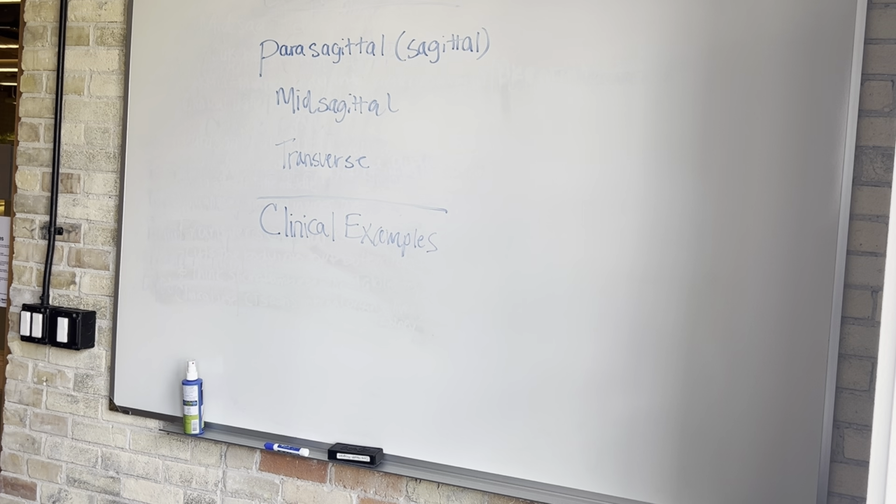For parasagittal or sagittal, an imaging request would be, we need parasagittal images to evaluate lateral spinal structures. Or another one could be, the parasagittal slice shows inflammation around the joint. For mid-sagittal, it could be, we need a mid-sagittal brain MRI to check for midline structures. Or, the pineal gland should be centered in the mid-sagittal plane.